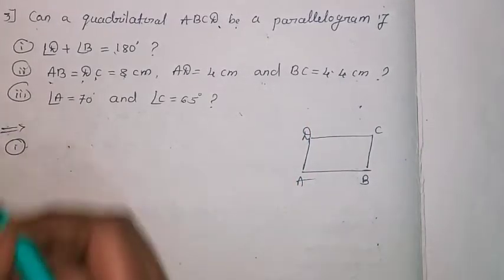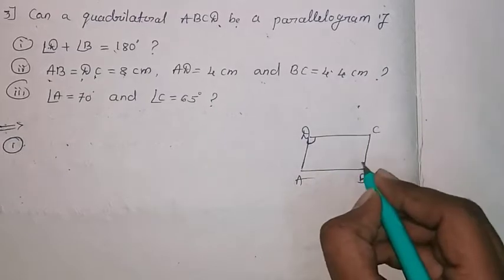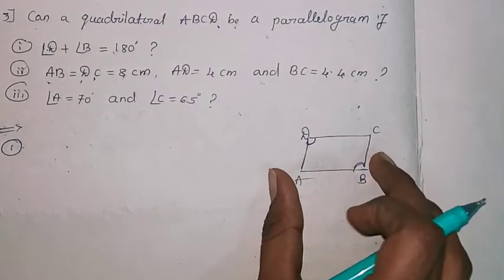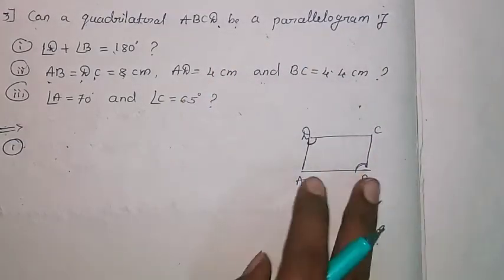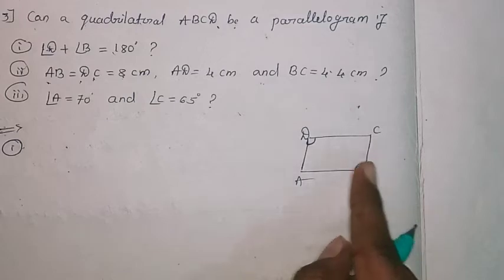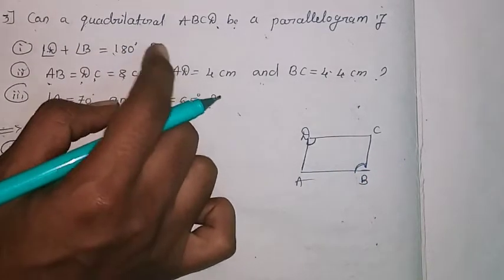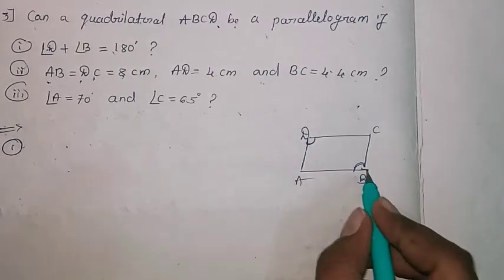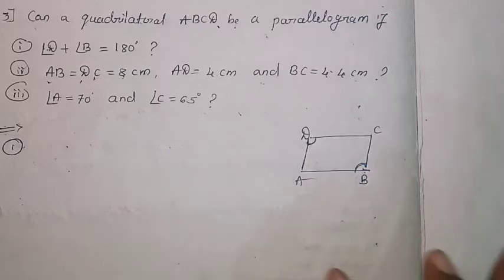So first we will think about the first one, angle D and angle B. Which is angle D? This one. Which is angle B? This one. As this is a rough diagram, it is a quadrilateral. To become a parallelogram, the property of a parallelogram is that opposite angles are equal to each other. As they have given, angle D plus angle B is equal to 180. This is the condition they have given.